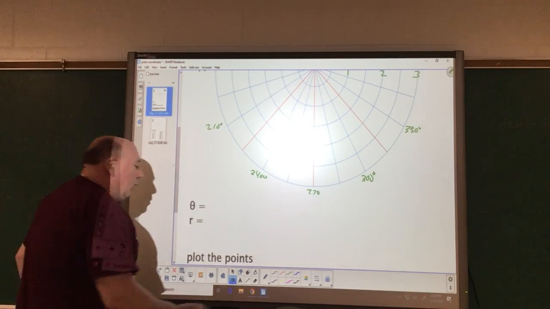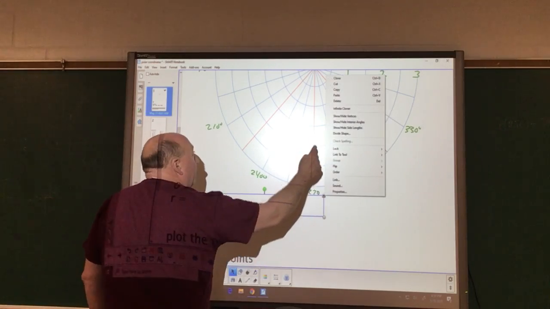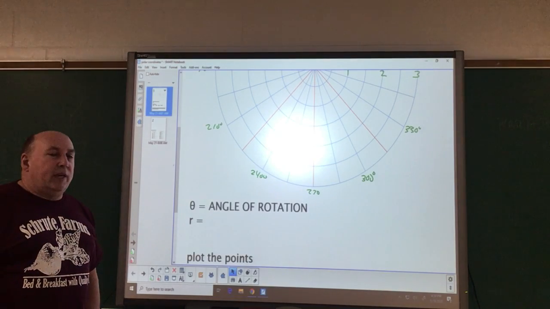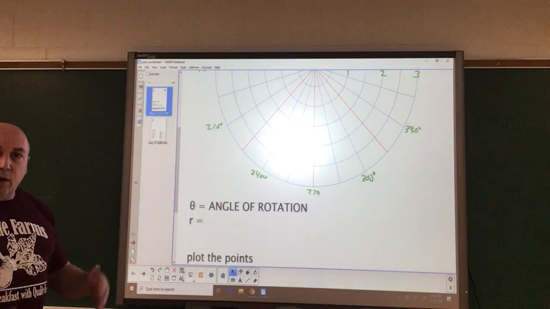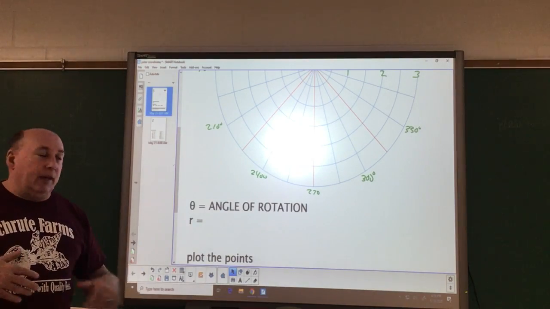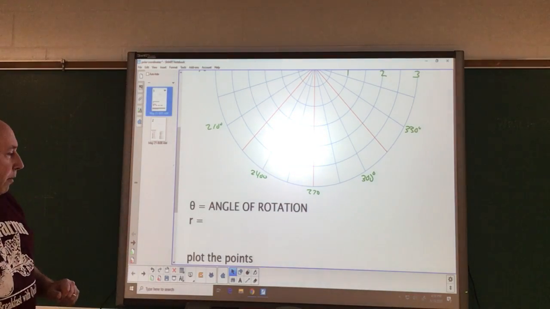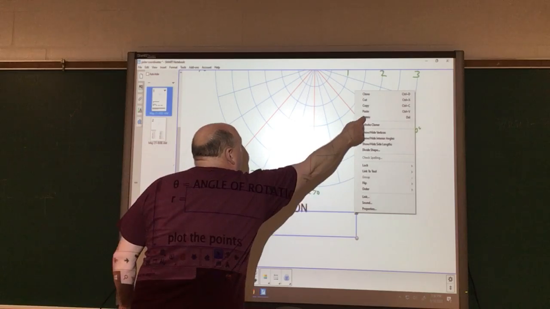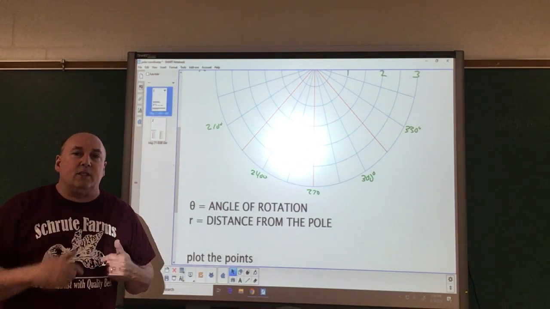Well, we have 2 variables here. We have a theta variable, which is your angle of rotation. I'm trying to stay off to the side here so I don't have the glare and you can see it a little bit better. We have the angle of rotation here. And then we have the r variable, which is the distance that you have away from the pole. What is my distance away from the pole?